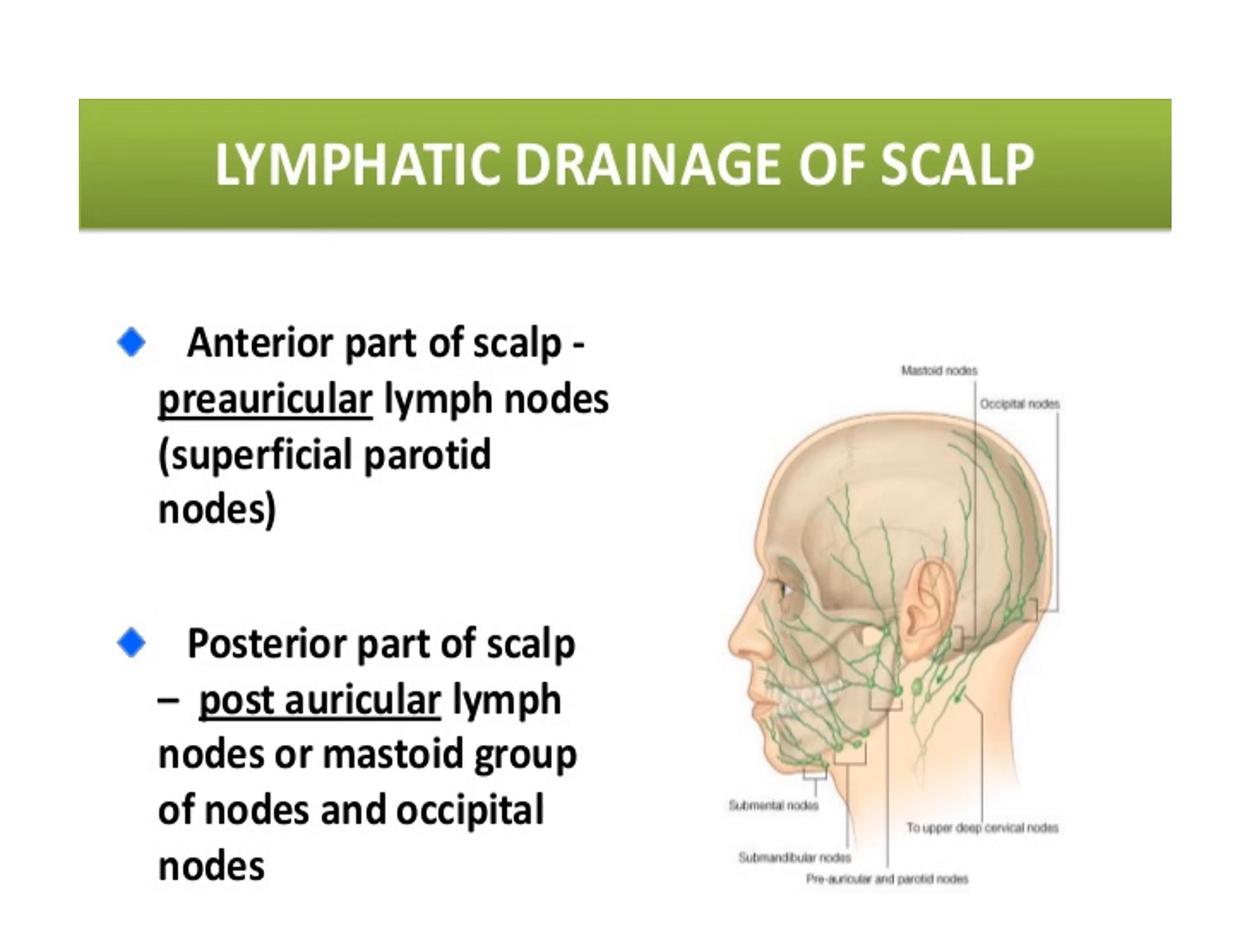Now discussing the lymphatic drainage. The part of the scalp which is anterior, in front of the ear, will drain into preauricular lymph nodes, and the scalp posteriorly will drain into postauricular lymph nodes. So that was about today's topic, where we discussed the nerve supply, blood supply and the lymphatic drainage of the scalp. Please watch part 1 to have a complete picture of the scalp.